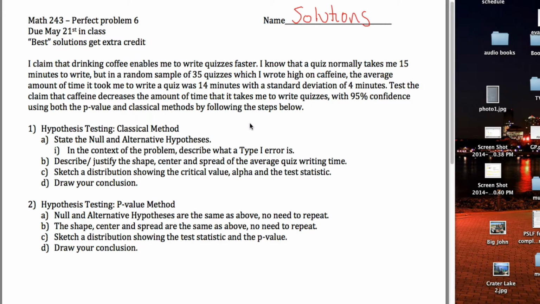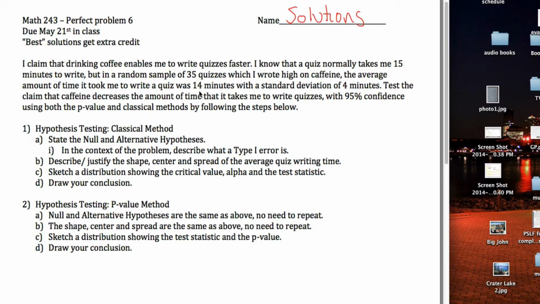All right, here's solutions for perfect problem 6 for Math 243. This is our introduction to hypothesis testing. So when you're doing hypothesis testing, the basic idea is that you're going to have, well, let's read through the problem. I claim that drinking coffee enables me to write quizzes faster. Faster will be a key word later on.